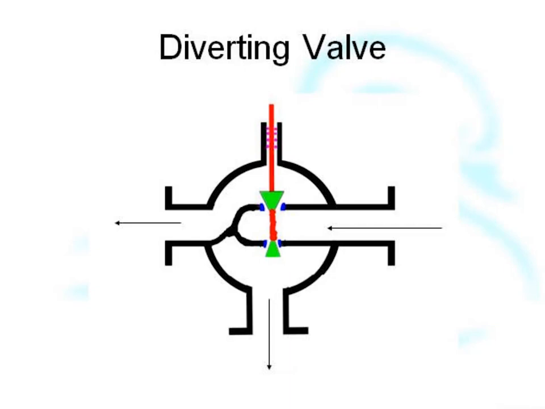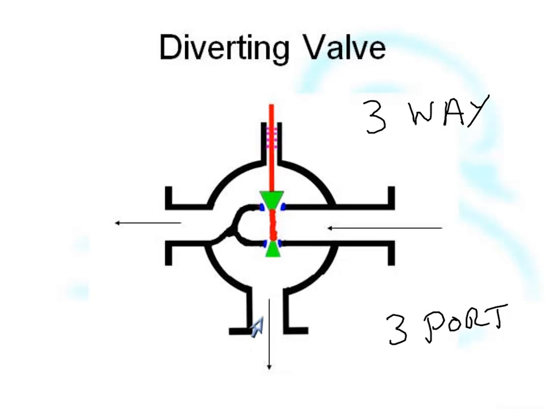This is a three-way valve. Three-way valve, or a three-port valve. This is a three-way valve. It's a diverting valve. And the idea is the flow comes in over here, and it's diverted either up this way or down this way. Easy concept.